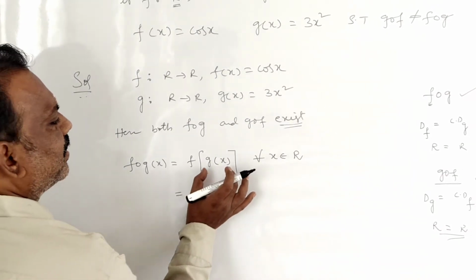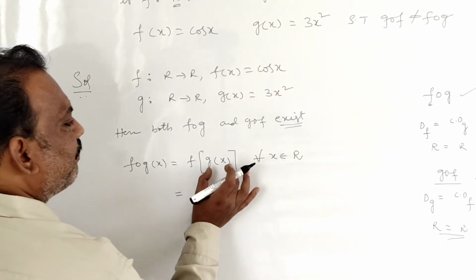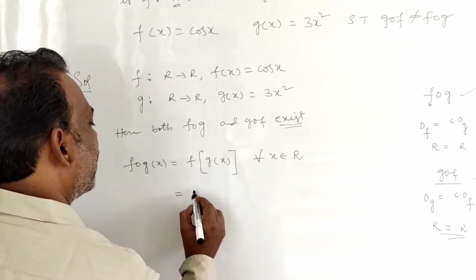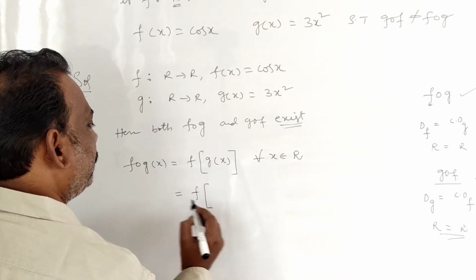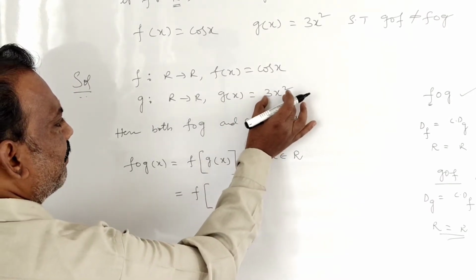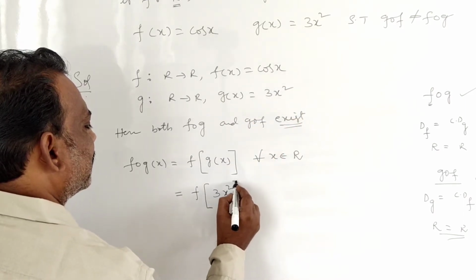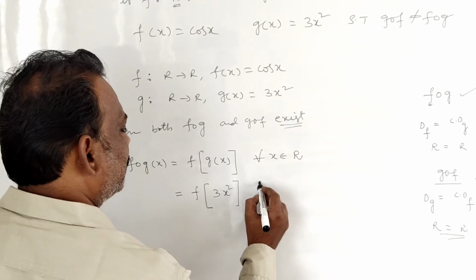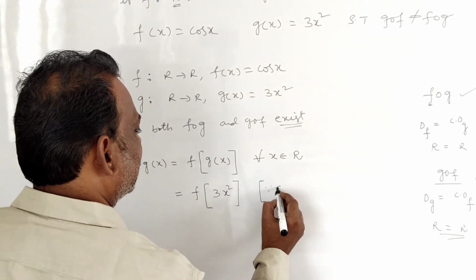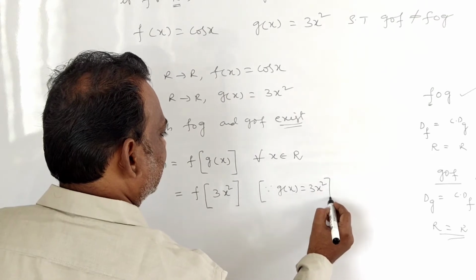What is inside the function, that we are always going to simplify first. The inside function is G of x. So the outside function you can copy the same. Inside function G of x, the G of x value is already given. What is that? 3x square. I am substituting 3x square here. Why am I substituting 3x square here? Since G of x is equal to 3x square.